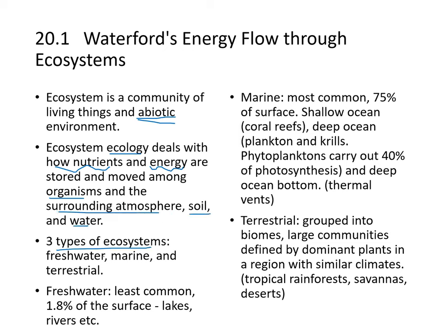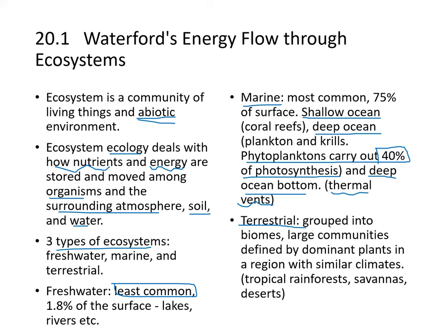There are three types of ecosystems: freshwater, marine, and terrestrial. Freshwater is the least common ecosystem. It's only about 1.8% of Earth's surface, and these include things like lakes, rivers, streams, and so on. Marine ecosystem is the most common. About 75% of the surface is covered in ocean. It includes shallow ocean, coral reefs, deep ocean, and plankton and krill. And phytoplankton carries out, like we said last time, about 40% of the global photosynthesis. And the deep ocean bottoms have things like thermal vents.